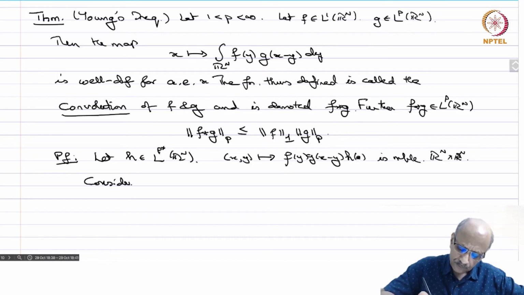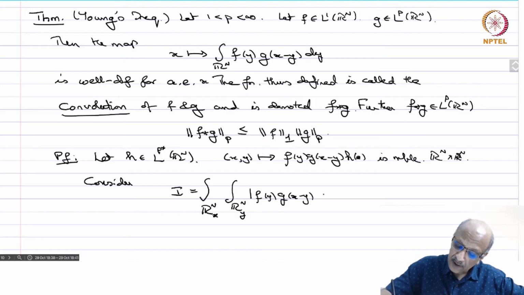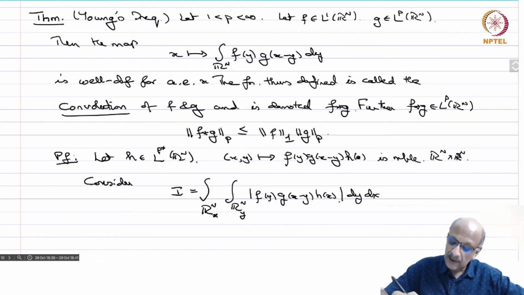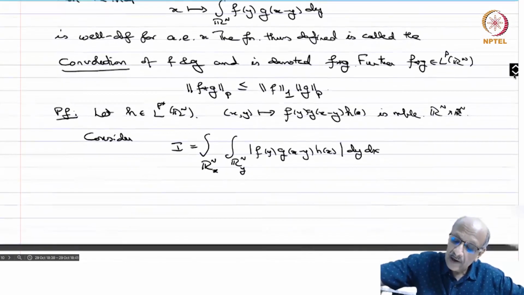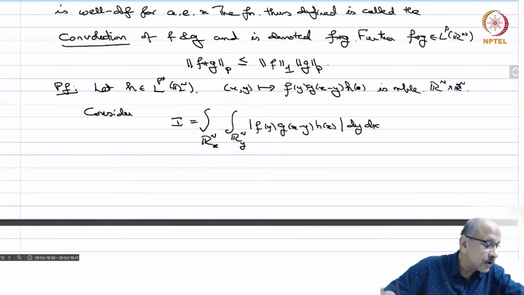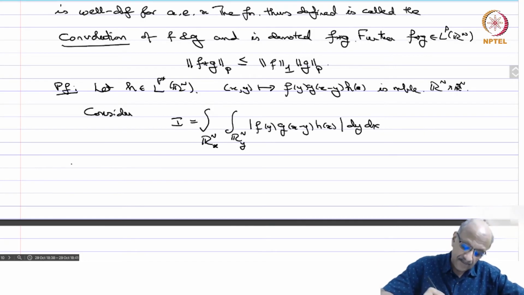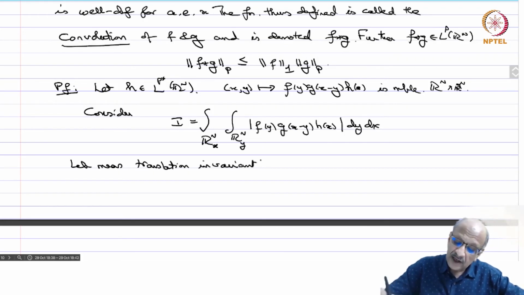So consider I to be equal to integral over Rn, the integration is with respect to x, and then integral over Rn, the integration is with respect to y, of modulus of f of y g of x minus y h of x, dy dx. So first integration is with respect to y, then with respect to x. This is well defined because we have a measurable function and the modulus is non-negative. Lebesgue measure is translation invariant. And we can also interchange the order of integration because you have a non-negative function. Fubini's theorem says that I can interchange.